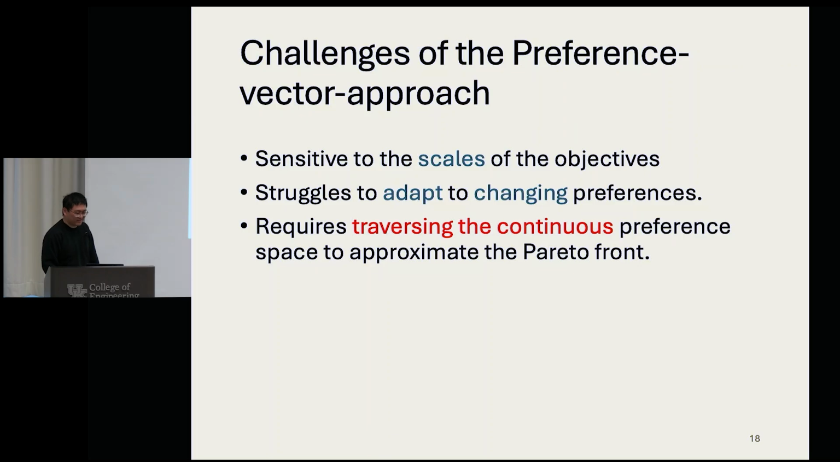The critical problem is that if we want to get the picture of the Pareto front using this preference vector approach, we have to scan or traverse this continuous preference vector space to approximate the Pareto front. That means we can never get a precise Pareto front. It's only an approximation, because it needs to traverse a continuous preference vector space. The preference vector is continuous.